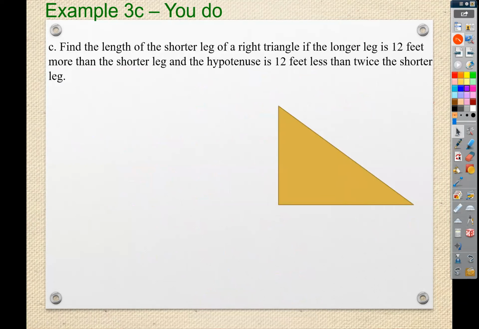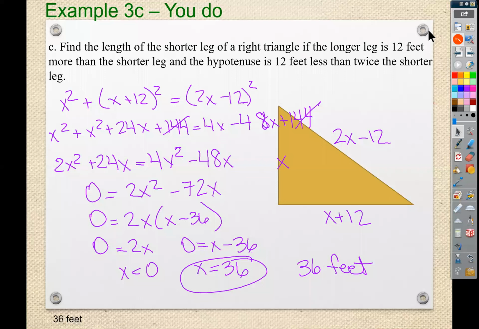All right, this is one for you to do. Find the length of the shorter side of the right triangle if the longer leg is 12 feet more than the shorter leg and the hypotenuse is 12 feet more than the shorter leg. Go ahead and pause. When you work this out, you should have got that the shorter length would be 36 feet. If you need to, go ahead and pause and you can see what I did.